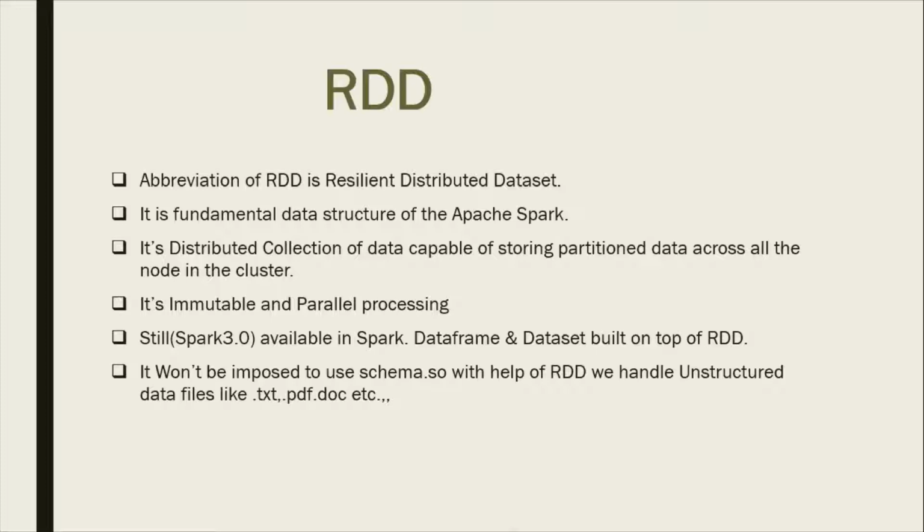It is a distributed collection of data capable of storing partitioned data across all the nodes in the cluster, which means the data in the RDD is available across all the nodes in the cluster in partitioned format, and it's immutable and supports parallel processing. As we know, immutable means it's not modifiable. Once the data is in the RDD, we can't modify the existing data.